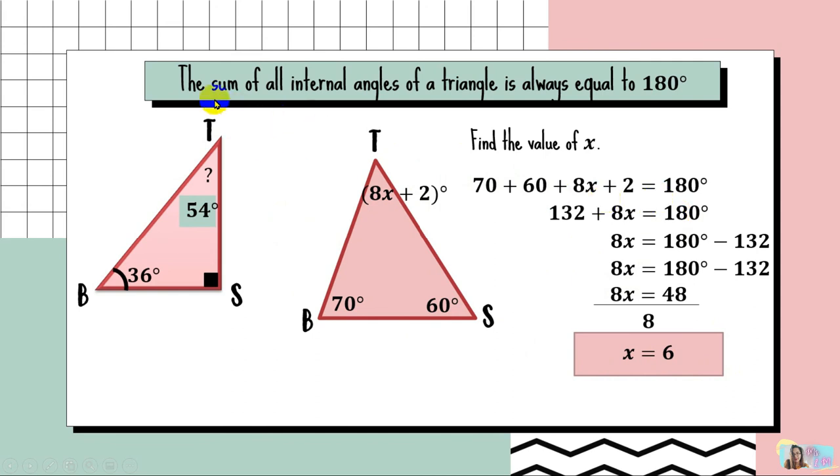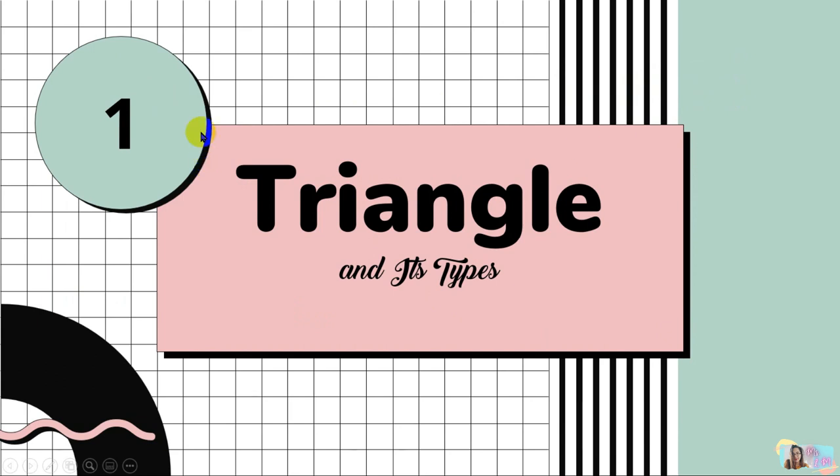Pero, again, nanggaling pa rin siya dito sa property natin na to na the sum of all internal angles of a triangle is equals to 180. Okay? So, that's all for this video. Again, we have discussed about the definition of triangle and its different types. So, we all know that a triangle is a closed figure with three line segments.